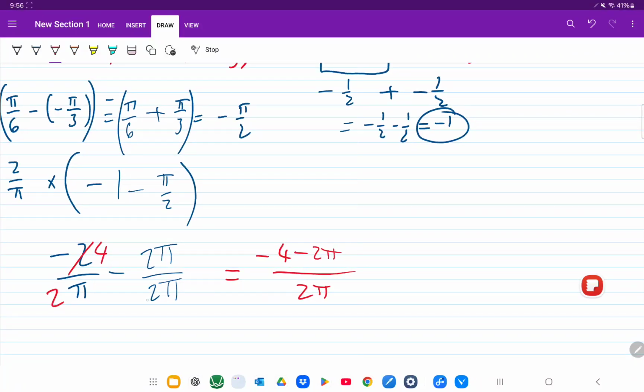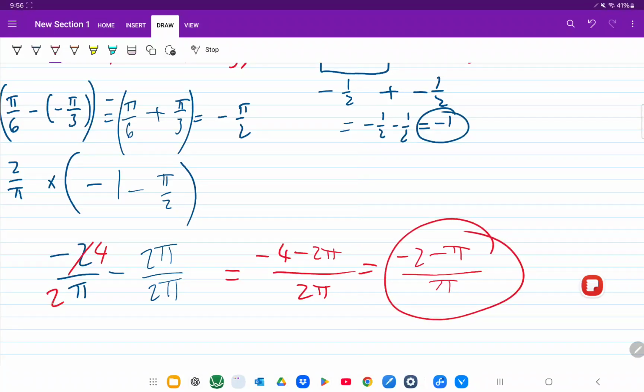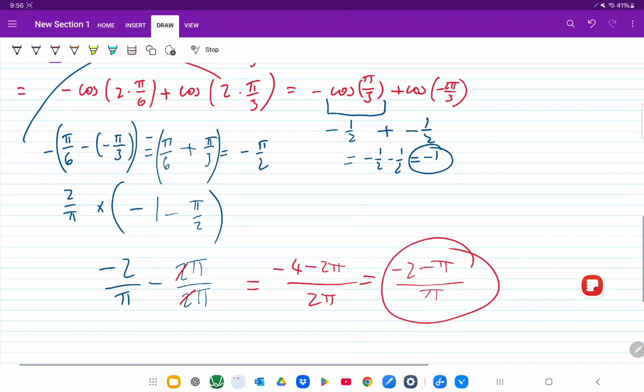Now that I think about it, we should have just cancelled out the factor of 2. So that becomes negative 2 minus pi over pi. And that's what you get for the answer there. So I didn't need to go the 2 here. I should have just cancelled out the 2's here and then combined the fraction. So you get that as your average value.